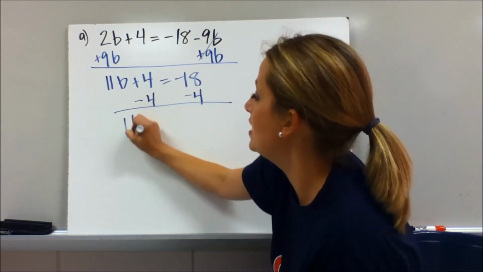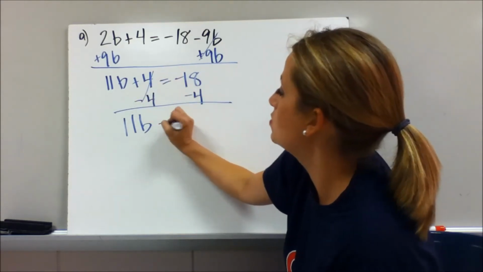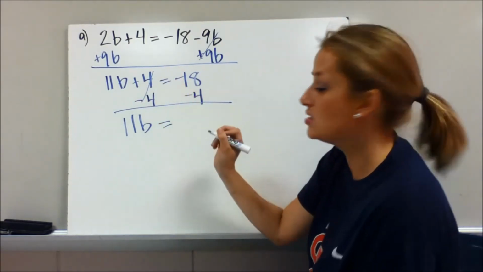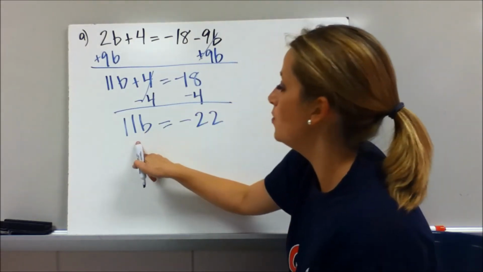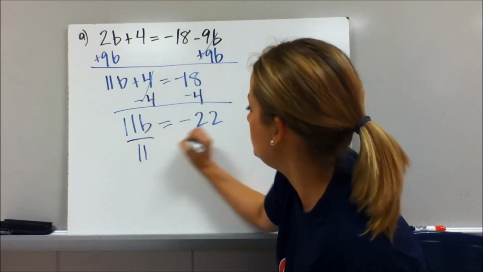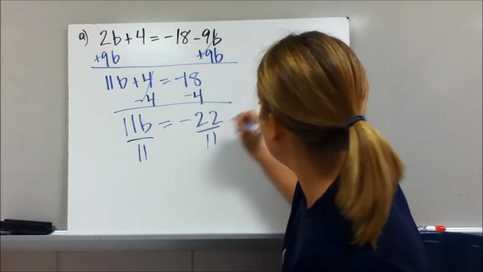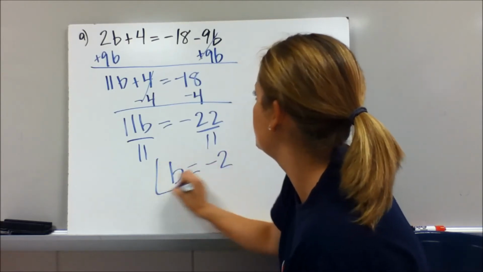11b, nothing happened to it, so it comes down. 4 minus 4 is 0, so it cancels. Negative 18 minus 4 is negative 22. Then I'm going to undo multiplying by 11 by dividing by 11. And b equals negative 2.